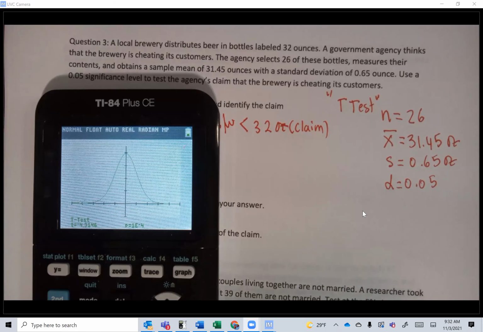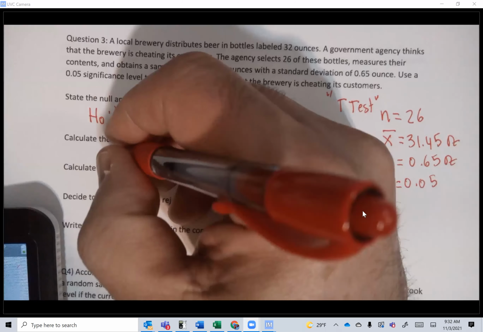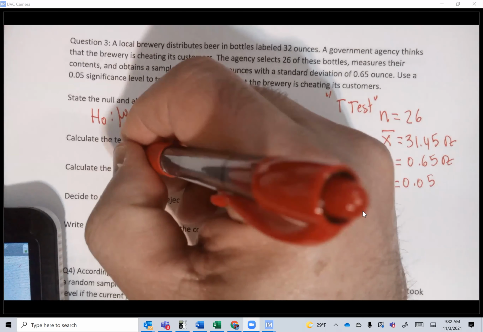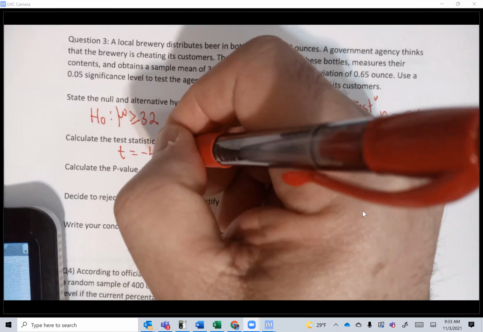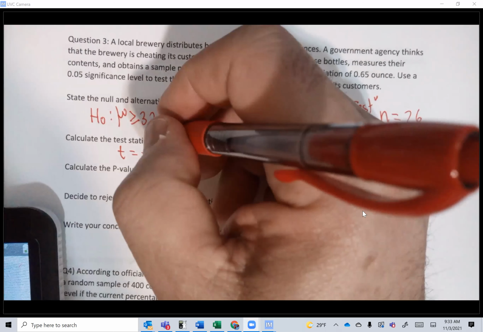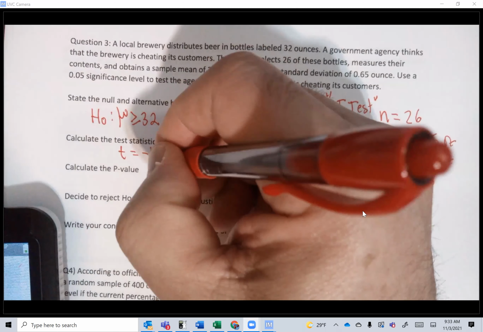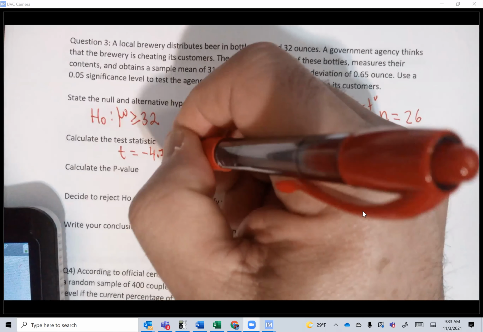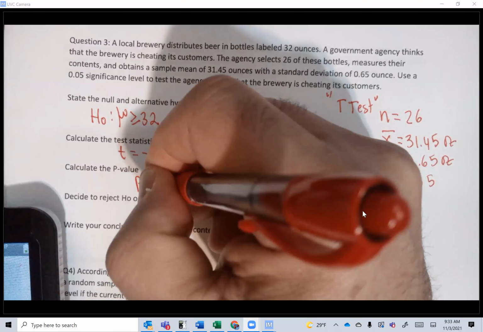So T is negative 4.3146. Oh, 3146, negative 4.3146. And the p-value, guys, let me write it down and explain to you what that means.